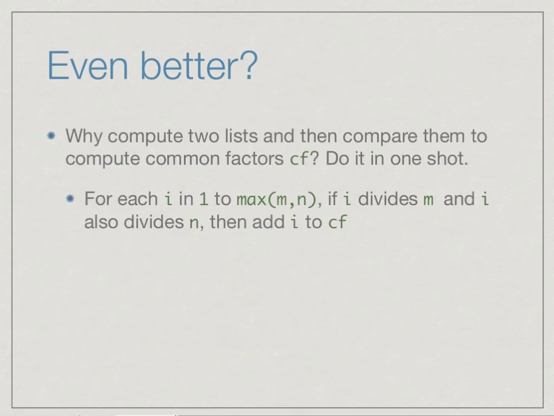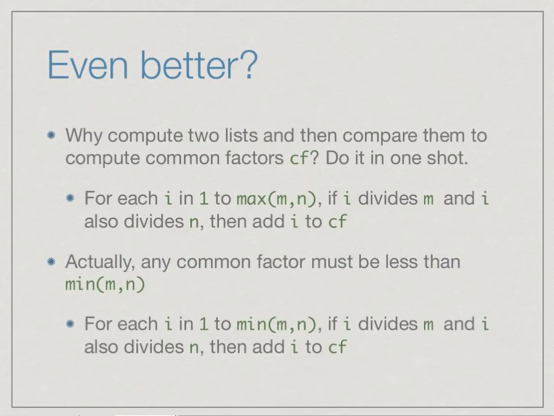If we are doing it in one pass and we are checking if numbers divide both m and n, why don't we just directly check for common factors? In other words, instead of computing two lists and then combining them, we can just directly do the following. For each i from 1 to the maximum of m and n, if i divides both m and n, then we directly add i to the list of common factors. If it divides neither, or if it divides only one of them, then it is not a common factor and we can discard it.